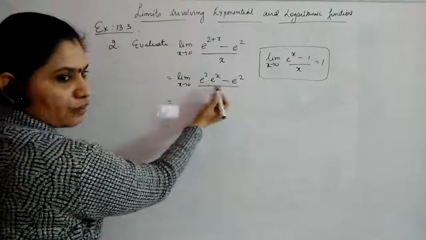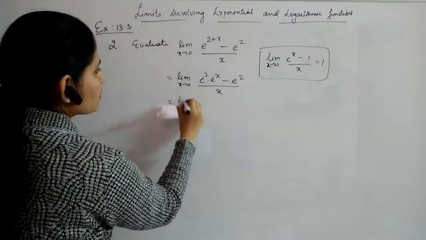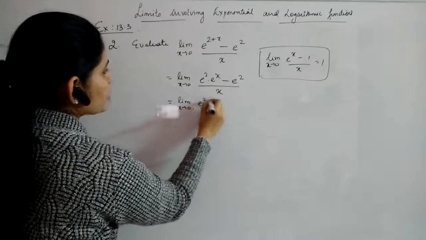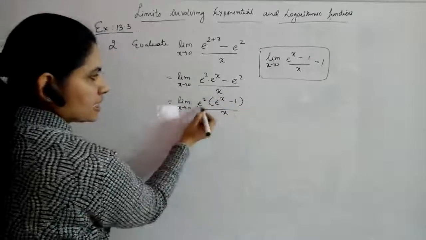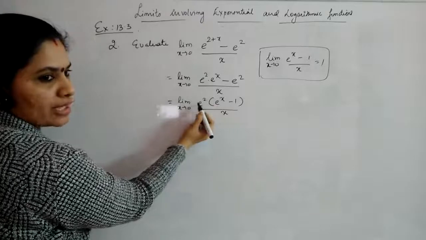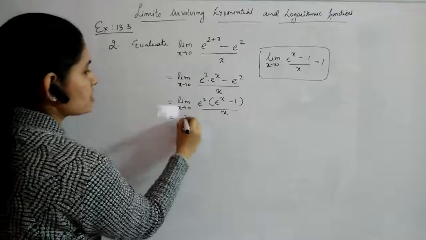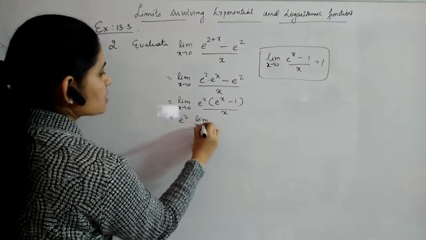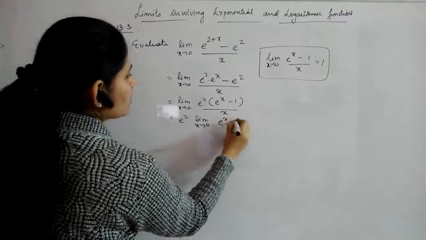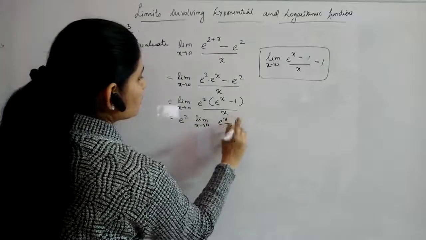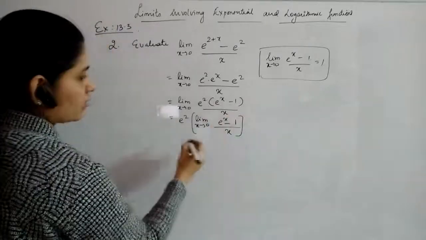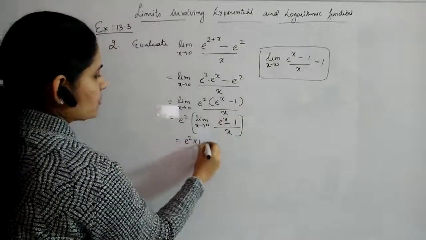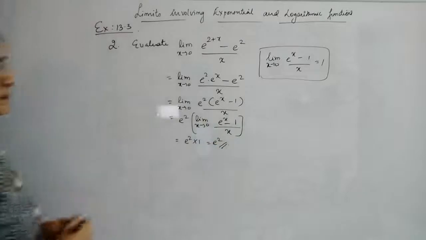Now e square is common, we can take it out. E square into e raised to x minus 1 divided by x. Again e square is independent of x, you can take it out of the limit, so that this becomes limit x tends to 0, e raised to x minus 1 divided by x. Now this limit is 1. So e square into 1 which is e square. Got it?